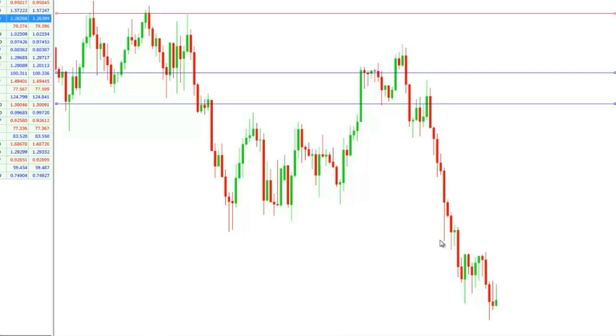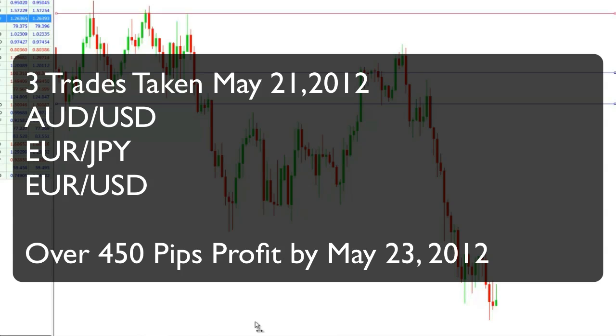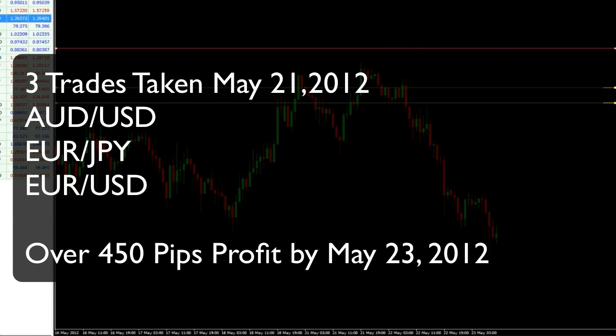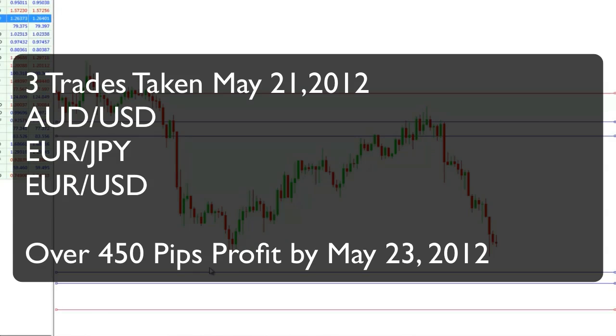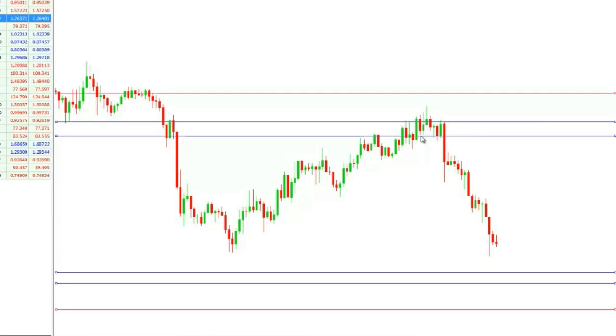I've got 3 that I took on a swing basis: the Aussie, the euro, and the euro yen, clearing a total of 450 pips on those swing trades. Now I partialed some off along the way, but I've carried a portion of it, and that's typically my style.